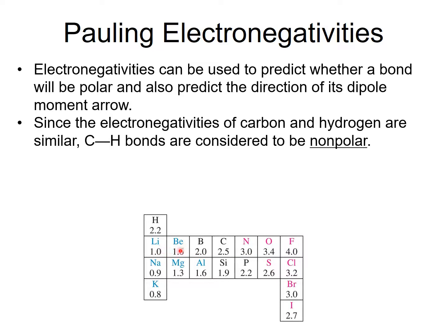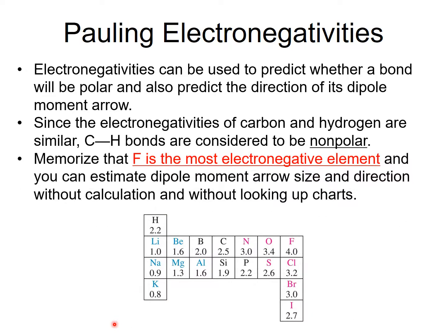Remember, that was the one where we were doing an ionic bond between lithium and chlorine. Opposite sides of the periodic table, also very different electronegativities, 1 versus 3.2 or 1 versus 4.0. So these are very different electronegativities. The closer atoms are to each other in the periodic table, so nitrogen at 3.0 and oxygen at 3.4, the more similar their electronegativities are.